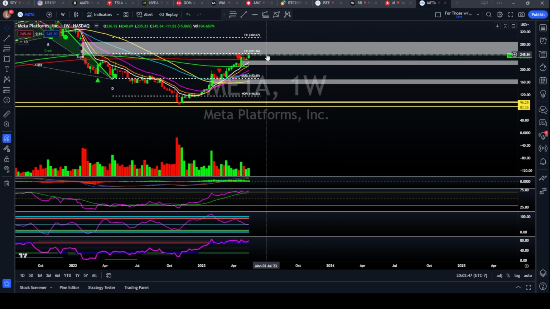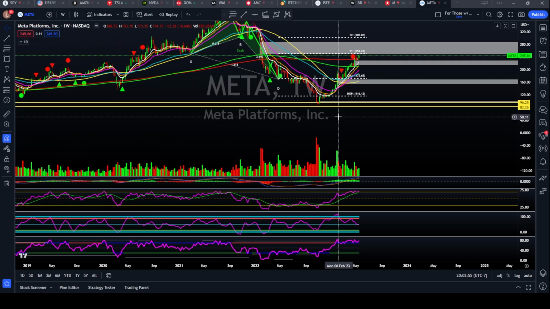Like I said, if you lose 240, if you get rejected here, you come back down to test the 200 SMA here at 234, and then come back down to 215. So definitely keep an eye out on Meta. Lastly, I'm not forgetting anything.